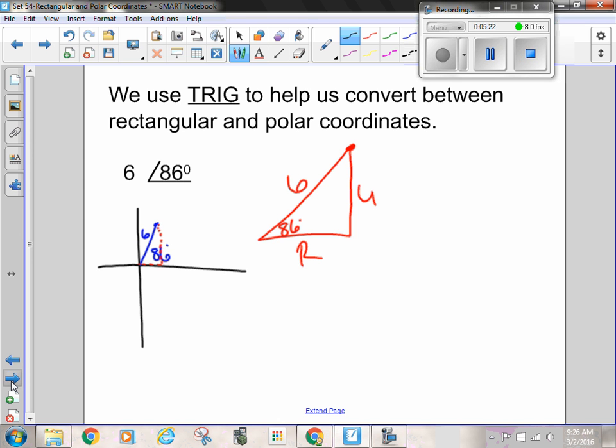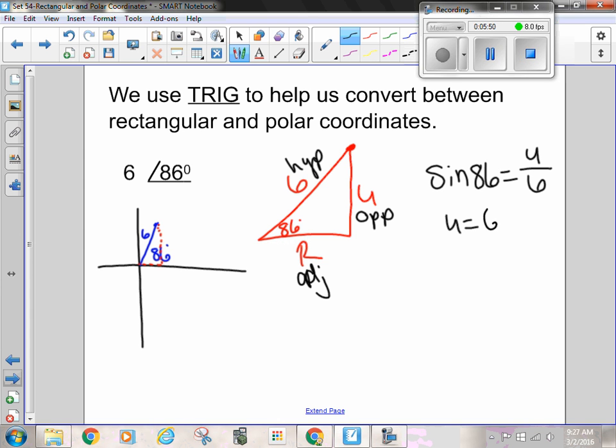Okay, let's find U first. So that is going to be my opposite. 6 is my hypotenuse, and R is my adjacent. Okay, so we see here to find my U, it's going to be the sine, because that's opposite over hypotenuse, of 86 equals U over 6. Okay, to find U, I take 6 times the sine of 86. And I'm going to do that on my calculator here.